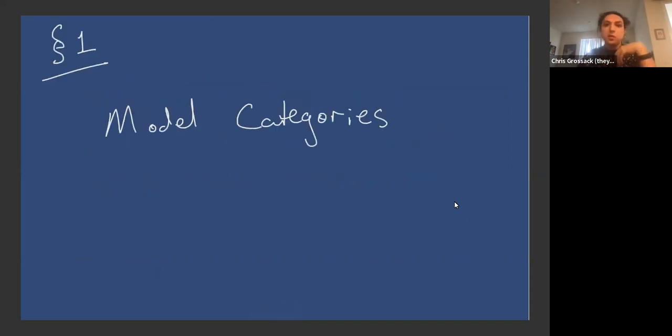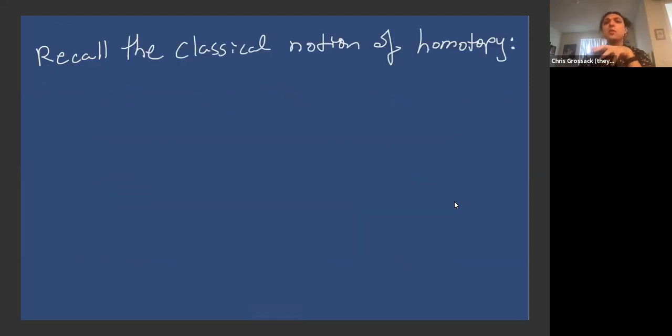So section 1 is going to be on model categories. This is far and away the longest section, so feel free to interrupt me whenever. And again, I'm going to be somewhat vague about the entire notion. So first of all, let's remember what the classical notion of homotopy is.